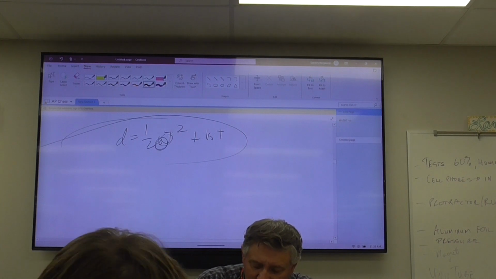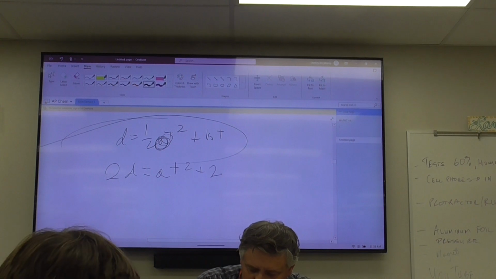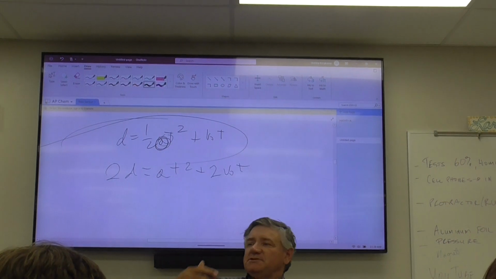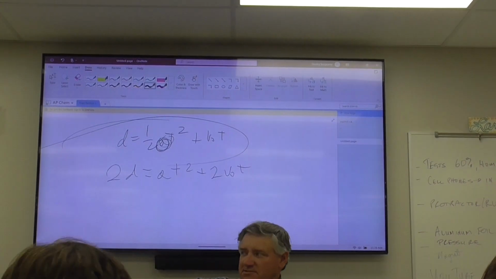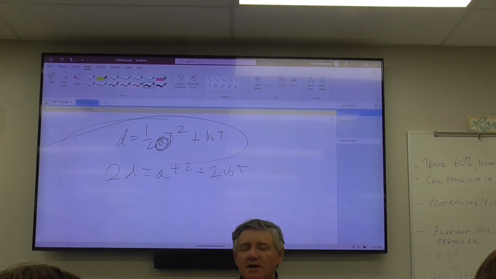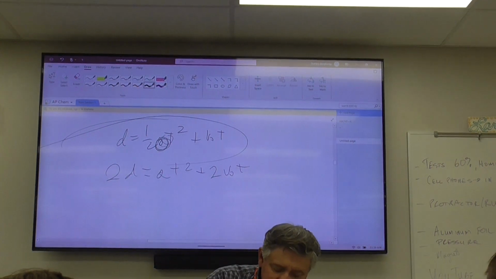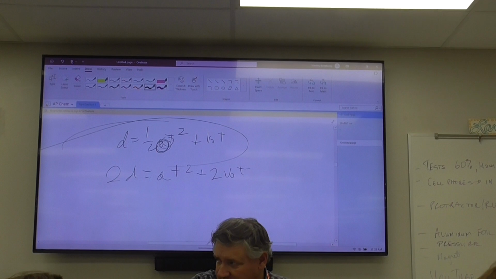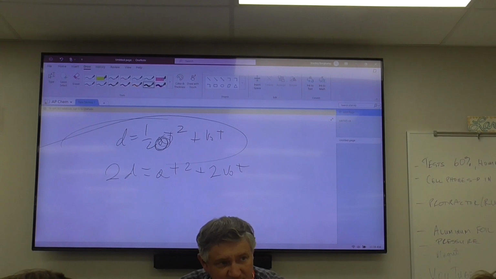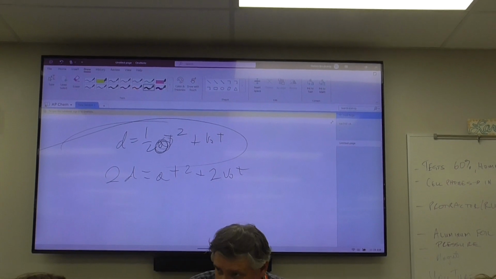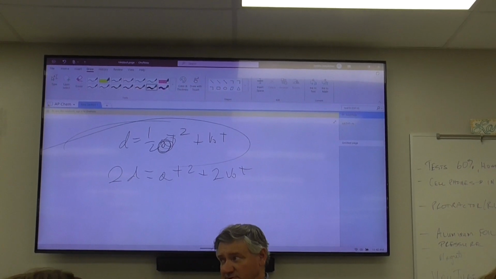Then you want to get this A by itself. So at that point you have 2D equals AT squared plus 2V naught T. Then what could you do? Subtract it and then divide. So if you want some dimensional analysis practice, take your answer to 7C, do dimensional analysis, and see if you get meters per second squared. Okay? And that's nice because you have to do some subtraction and you have to do some division.